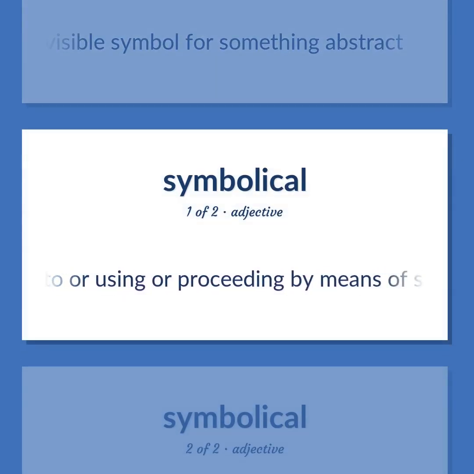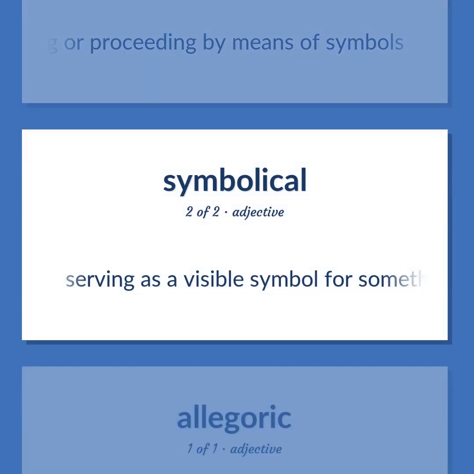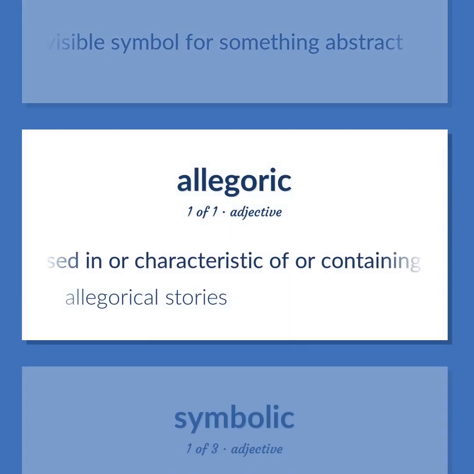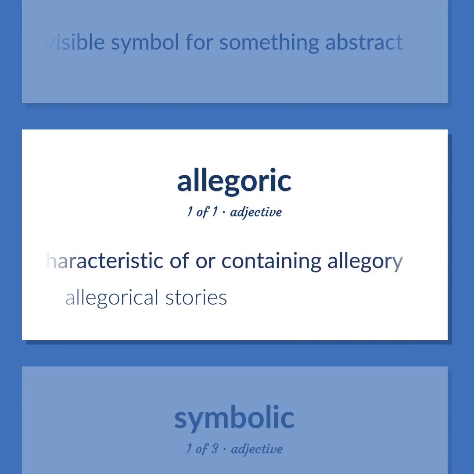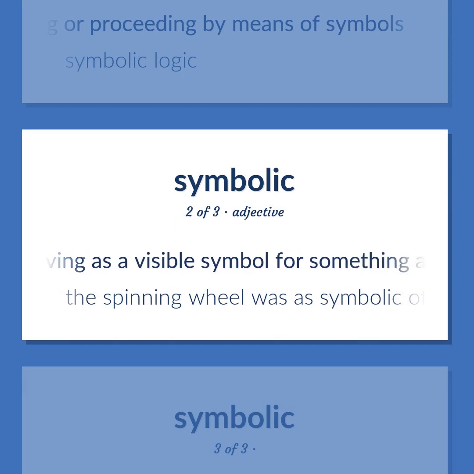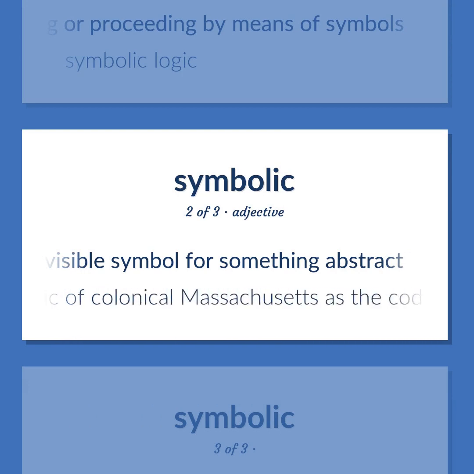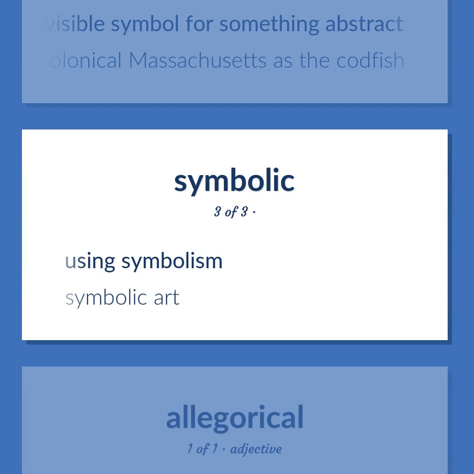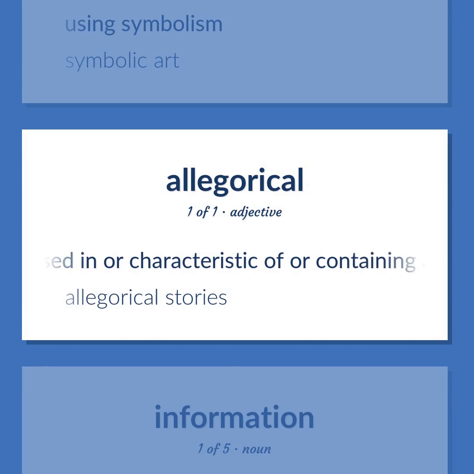Relating to or using or proceeding by means of symbols. Used in or characteristic of or containing allegory. Allegorical stories. Symbolic logic. Serving as a visible symbol for something abstract. The spinning wheel was as symbolic of colonial Massachusetts as the codfish. Using symbolism. Symbolic art. Allegorical stories.